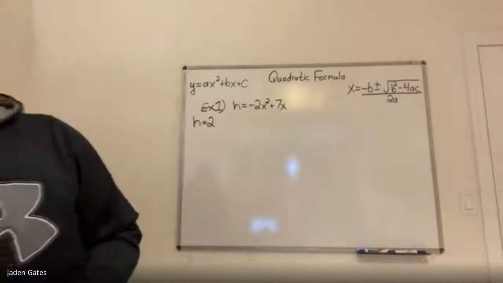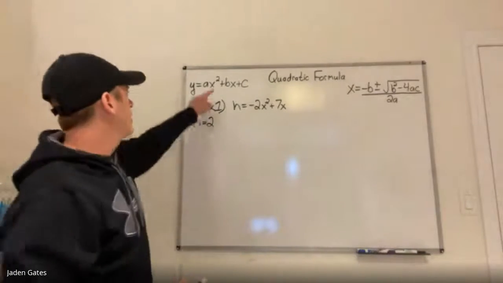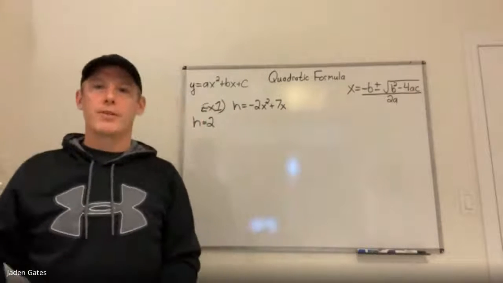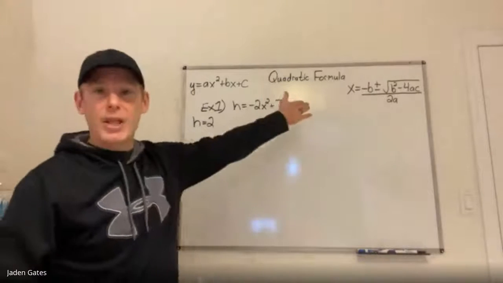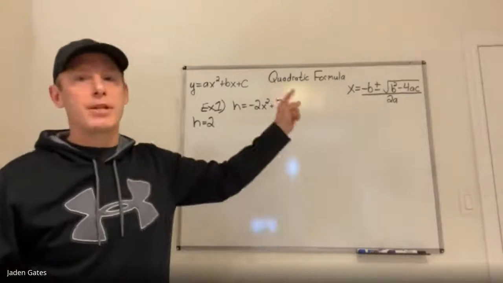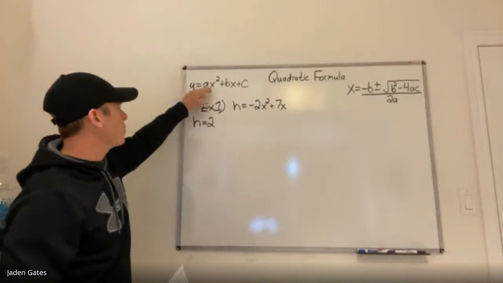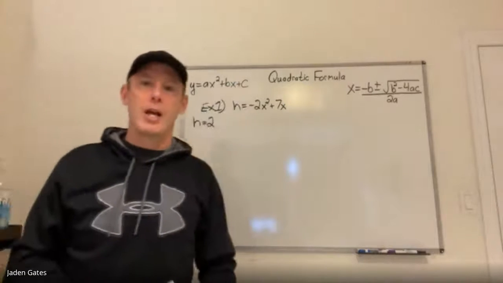All right, so what it's used for is solving a quadratic equation in standard form. Vertex form doesn't work because in vertex form we have a's, h's, and k's, and that's not in this formula. The a, b, and c refer to a being the number in front of the x squared, b being the number in front of the x, and c, of course, being the number at the end.